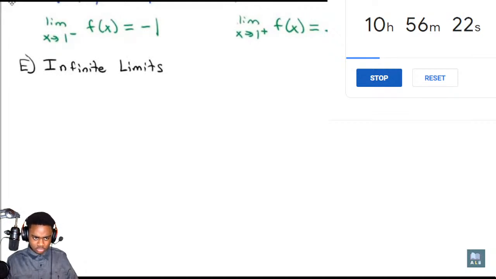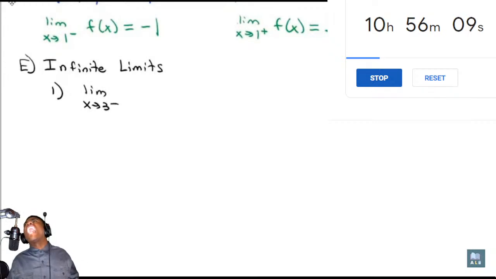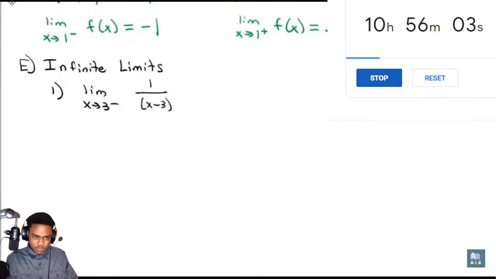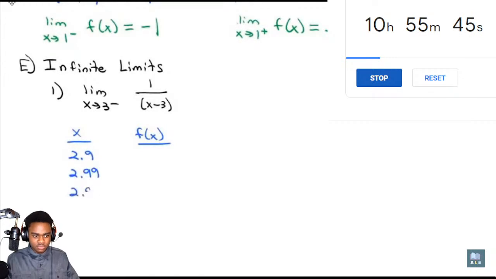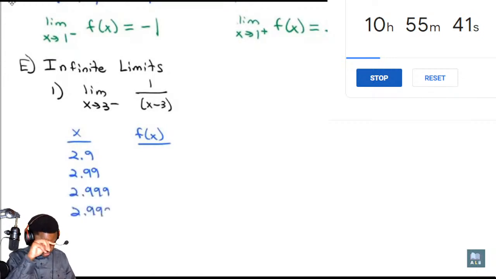For example, if I take the limit as x approaches 3, we'll go from the left this time, of 1 over x minus 3. The x minus 3 didn't need to be in parentheses, but it will be in parentheses for our calculator anyways. So we're going to look at values for x and see how our f of x compares. I said only on the left, so we need a little bit smaller than 3. We'll start at 2.9, then we'll try 2.99, 2.999, and 2.9999 to get us really, really close.